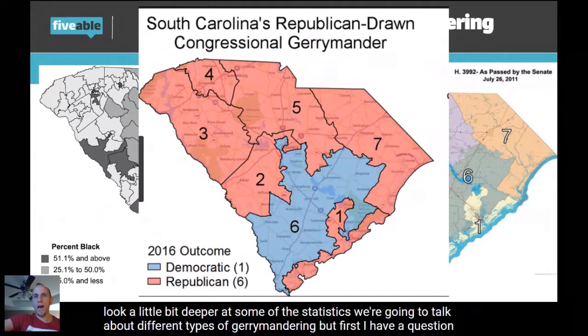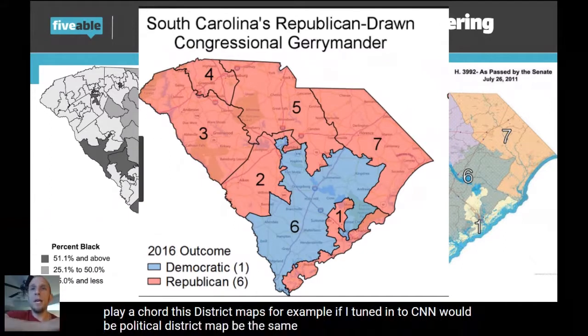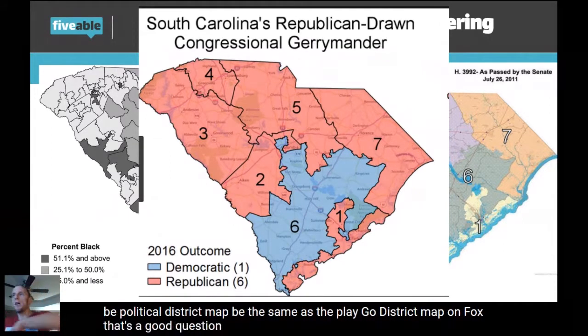But first, I have a question. Who makes the political district maps? For example, if I tuned into CNN, would the political district map be the same as the political district map on Fox? That's a good question.